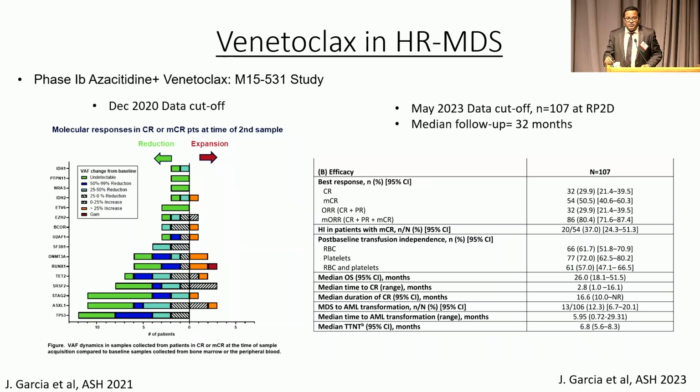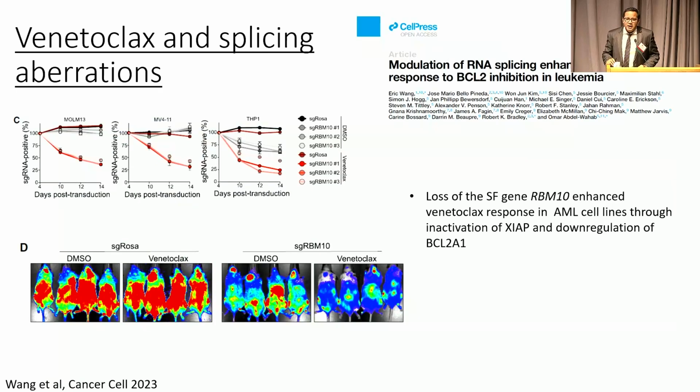And very important data, again, from the phase 1b/2 trial of azacitidine with venetoclax in high-risk MDS, we do see that responders have almost complete disappearance of these common mutations that's seen in acute myeloid leukemia. So is there a biologic rationale to that?